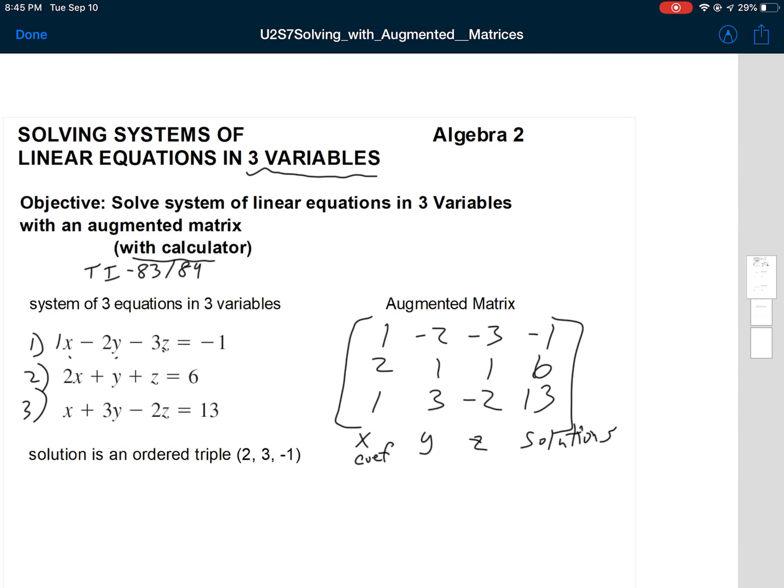I can't really show you what I'm typing into my calculator, but I hit second and then the x to the negative first power. I arrow over to edit, and I am putting this in for A. I can change the dimensions to a 3x4, and then I'm just going through and entering each one of the numbers.